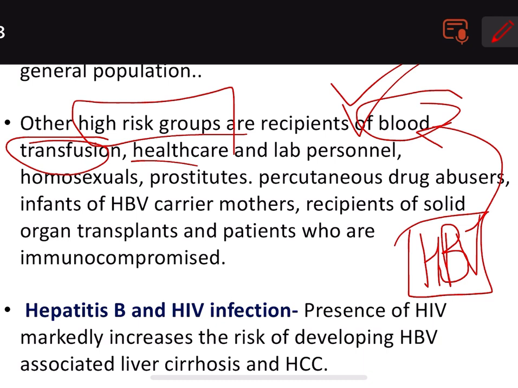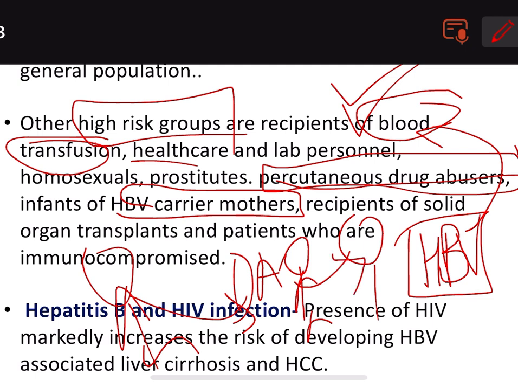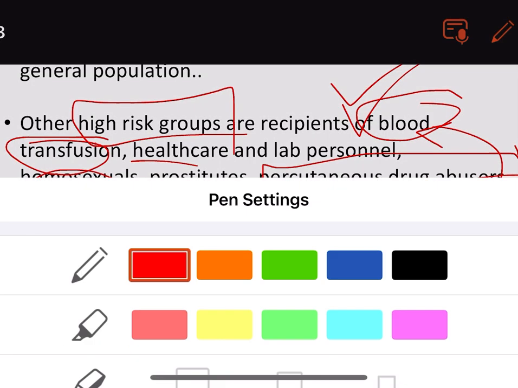So we have the healthcare and lab personnel, homosexuals, prostitutes, percutaneous drug abusers, because usually they are in contact with infected syringes and needles, they share these needles, and that sharing will result in the transmission of infection very easily from one person to another. And the infants of the HBV carrier mother, if a person is infected, assume he is a drug abuser, he has got it from another friend, and now his wife will be a carrier, and the infant born to this couple can also contract HBV.